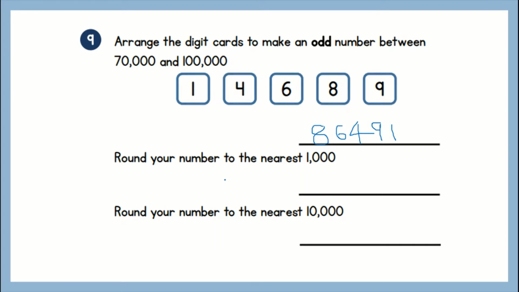Now you're going to round your number to the nearest 1,000. So we're going to look at our hundreds column to round. Mine's a 4. So if it's a 1, 2, 3 or 4, you round down. My answer would be 86,000. Now we're going to round your number to the nearest 10,000. So we're looking at the 1,000s column, and because it's 6, we're going to round up. So my answer is going to be 90,000.